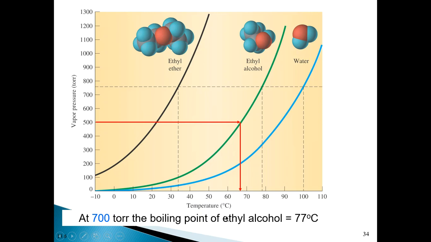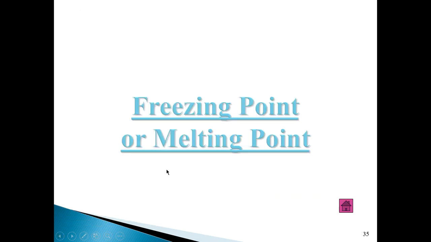well, this doesn't look correct. It says here, at 700, right? When you drop the line down here, it becomes 77 degrees, all right? Here, the boiling point would be about 67 degrees Celsius in the case of the boiling point of ethyl alcohol at 500 torr. But at 700 torr, the boiling point increases to 77 degrees, all right? Okay, so that's as far as boiling point is concerned.